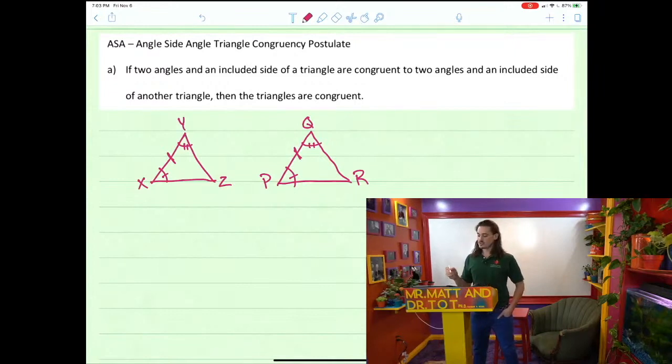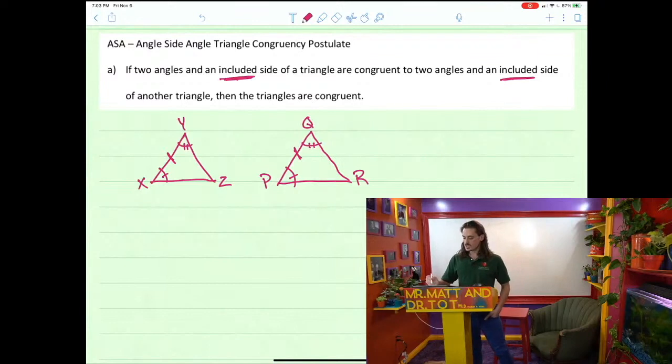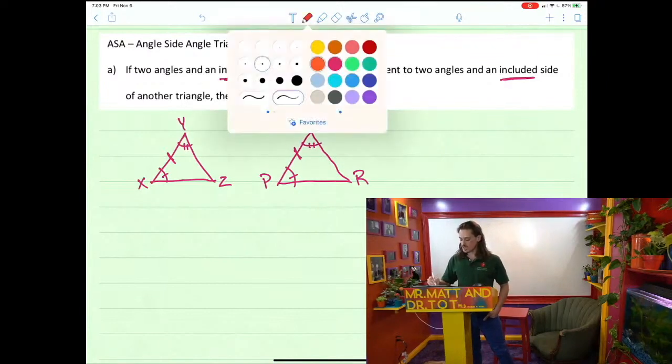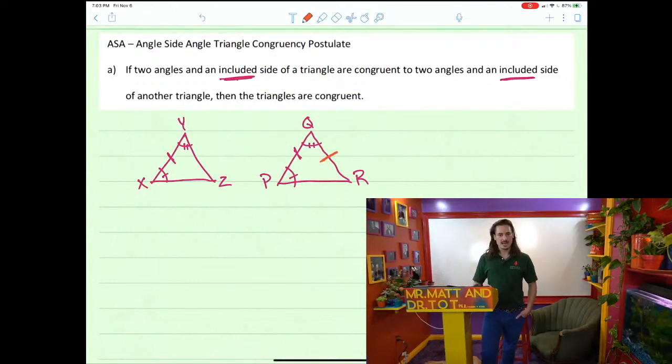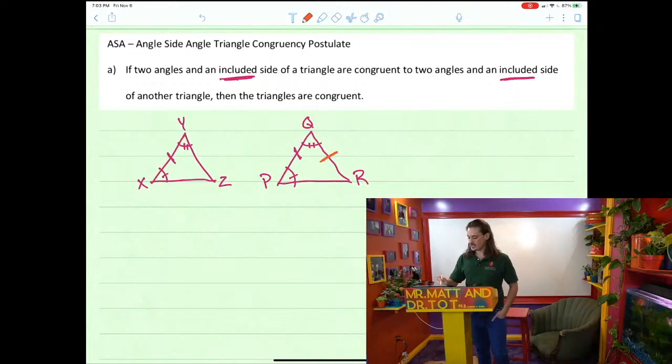But make sure that that side is the included side, and it's the included side in both triangle pairs. For example, if instead on this second one, if the congruent side was over here, was QR, that would not establish angle, side, angle congruency. That in fact would be side, side, angle, but because one is side, side, angle and the other one is demonstrating angle, side, angle, those are two different postulates, so they're not matching up, and therefore we would not be able to say that they're congruent. However, if we take that orange mark away, now they are congruent to each other.